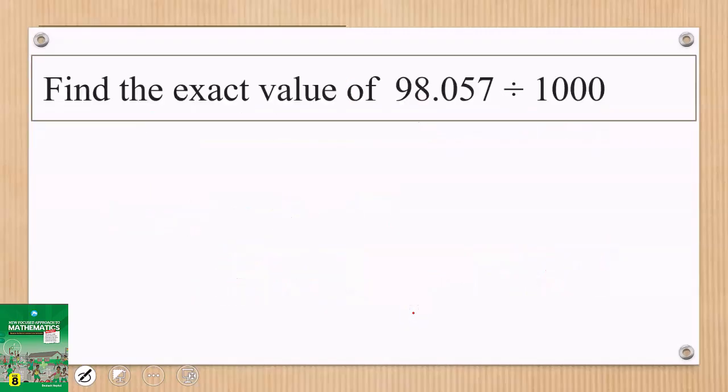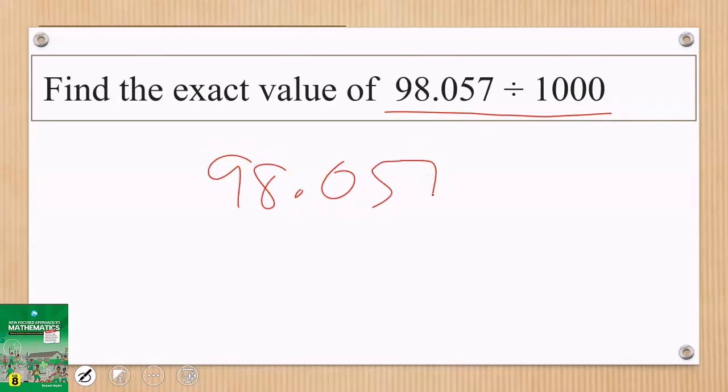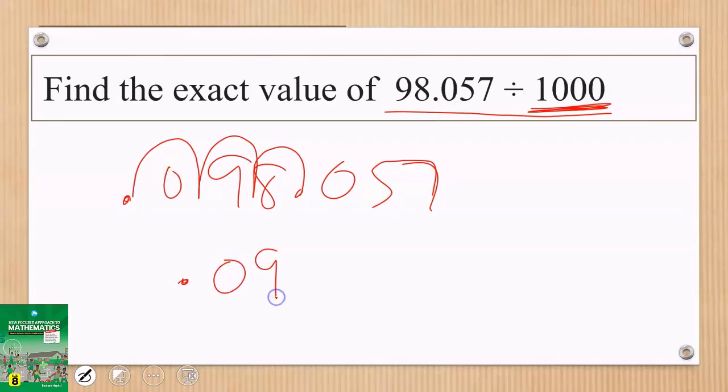Now, let's take the last example. Find the exact value of this. So 98.057 divided by 1000. So 3 zeros. So the decimal point will move backwards. So 1, 2, 3. So that the point comes here. So we are going to have 0.0. We fill in the 0, 98057. And when we have a point like this, we always put 0 in front of it, so that our answer becomes 0.098057.